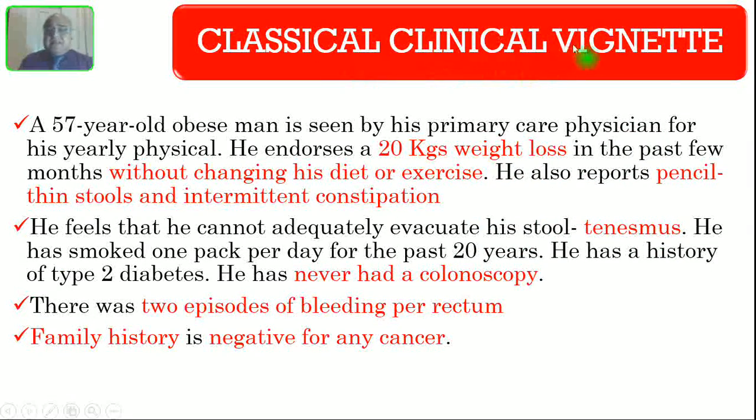So this is our classical clinical vignette. Our patient is a 57-year-old obese man, seen by his primary care physician for his yearly physical examination. He endorses a 20 kg weight loss in the past few months without changing his diet or exercise. He also reports pencil-thin stools and intermittent constipation. He feels that he cannot adequately evacuate his stools, and that is tenesmus. He has smoked 1 pack per day for the past 20 years. He has a history of type 2 diabetes. He has never had a colonoscopy. There were 2 episodes of bleeding per rectum. Family history is negative for any cancer.